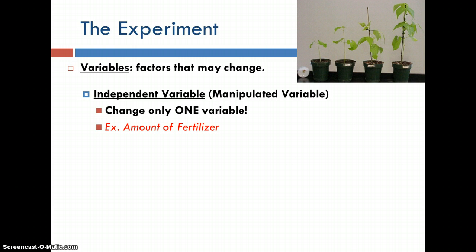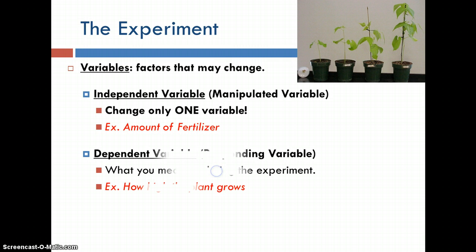Your dependent variable is the thing that's going to change based on what you do. So since we're changing the fertilizer, we're assuming or we're hoping that the plant height will change because of that. So the height of the plant is going to be dependent on the fertilizer. So we call that the dependent or responding variable. And this is the thing that you're going to measure during the experiment. You don't have any control over it. The one that you're controlling is the independent, but the dependent is the one that you're actually measuring.